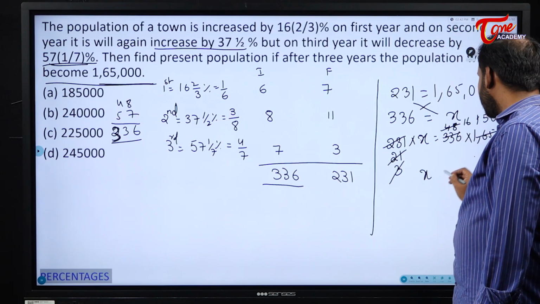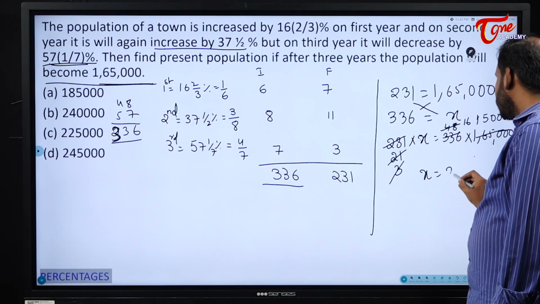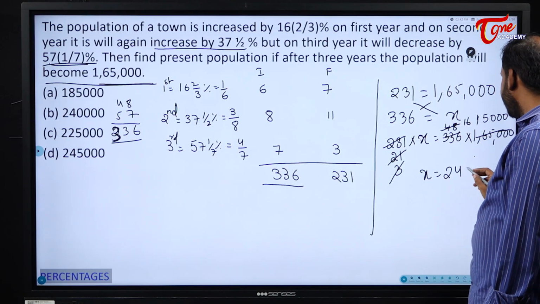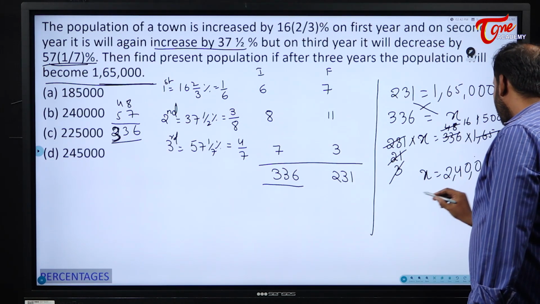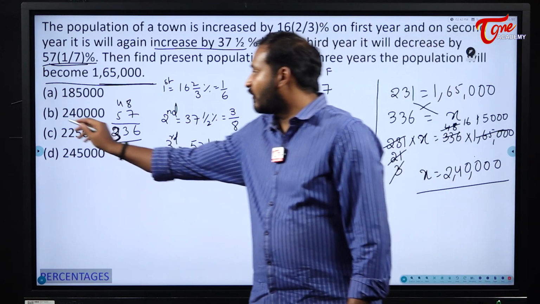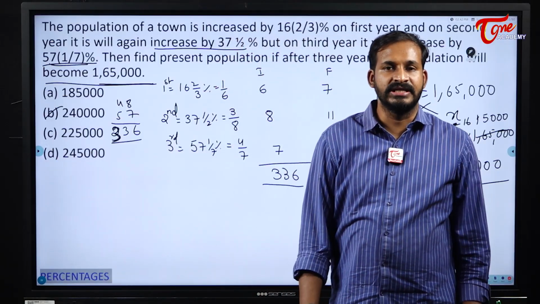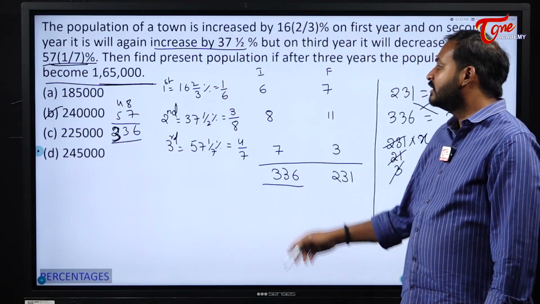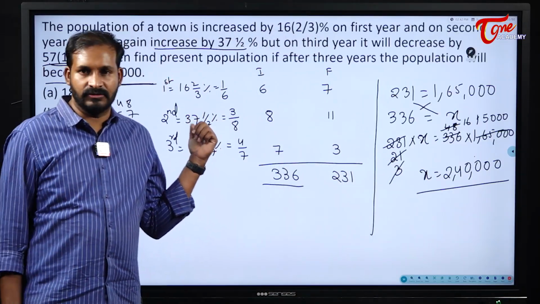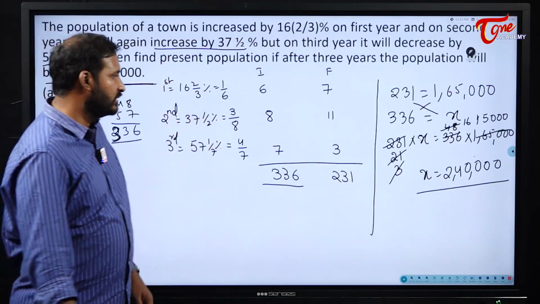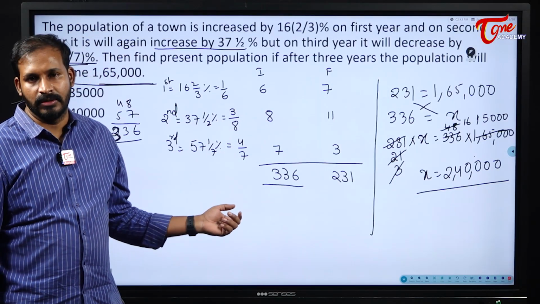So x value will become what? 15 16s are 240 and 3 zeros. So the present population is how much? 2,40,000. The present population is 2,40,000. So after 3 years it will become 1,65,000. In this way we will solve the problems.